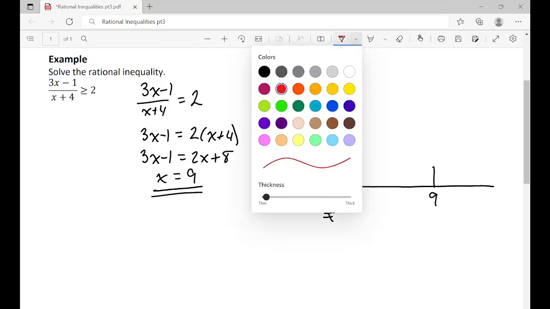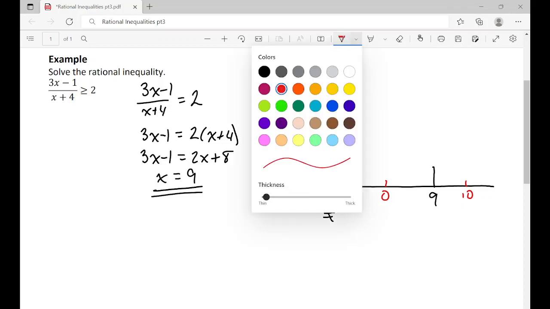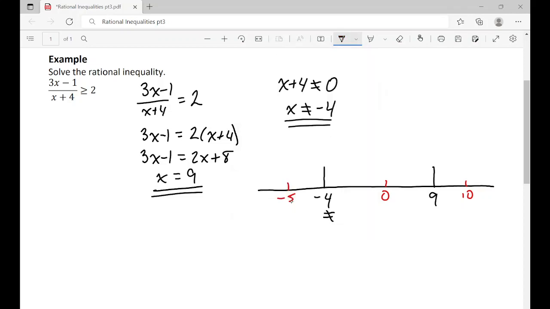So now I'm going to pick points. Something less than negative 4, which I'll say negative 5. Something in between negative 4 and 9, I'll just say 0. And something greater than 9, I'll just say 10. Got my points, so I'm going to take each one individually and plug them back into my inequality to see, is it true or is it false?